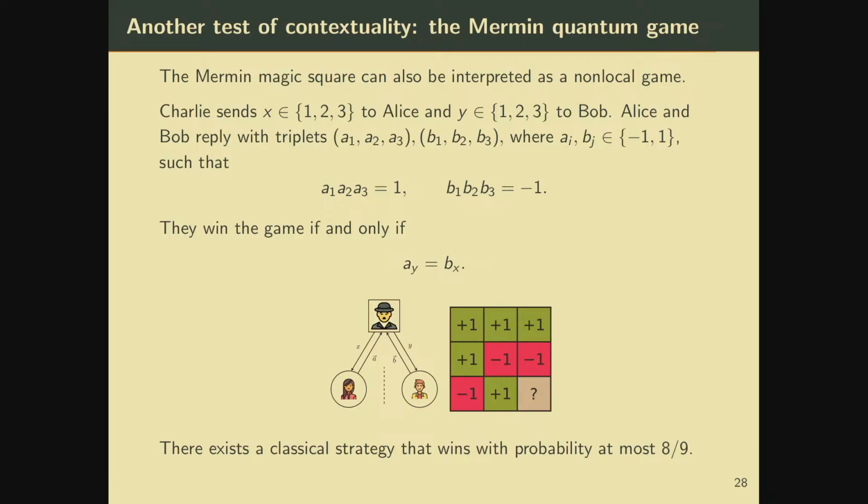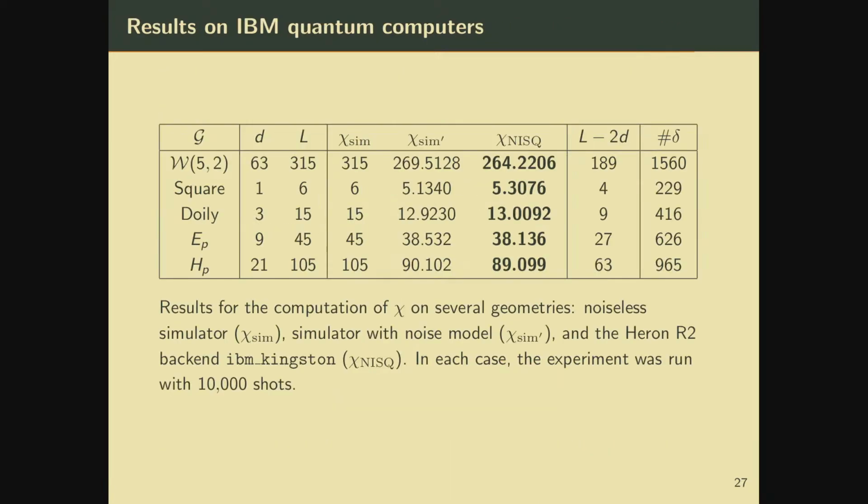Okay. Well, that's what I wanted to say about the Rio Negro inequality and its implementation. And since I have time, I can also show you another way of testing contextuality. But first, is there any question about all of this?